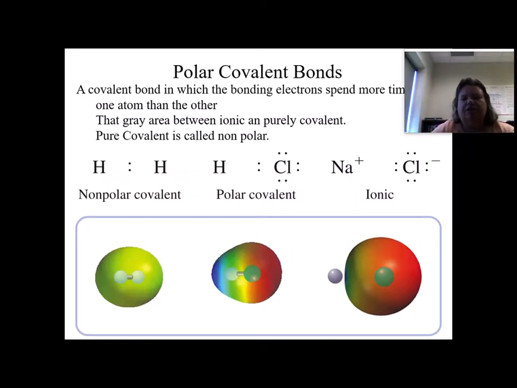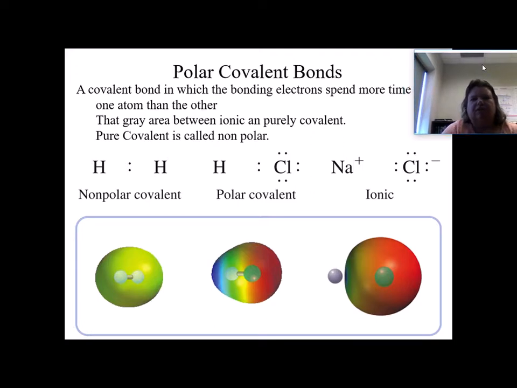Okay, this is section 9.5 in the textbook, and this has to do with polar covalent bonds. I'll kind of go off to the side there. A polar covalent bond is when the bonding electrons spend more time around one atom than they do the other.